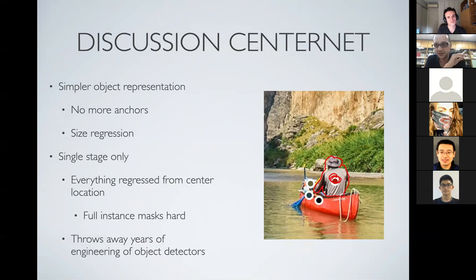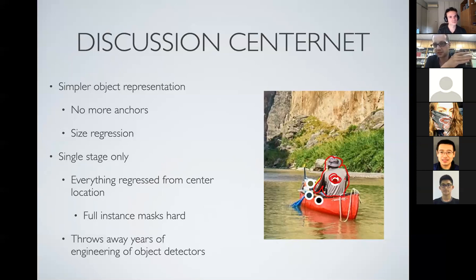And the one thing that was really annoying is that it throws away a lot of the nice engineering that went into building object detectors over the last 5 or more years. One example of this is that architectures that work well in standard anchor-based detectors don't work well in CenterNet, and architectures that work well in CenterNet don't necessarily work well for standard detectors.